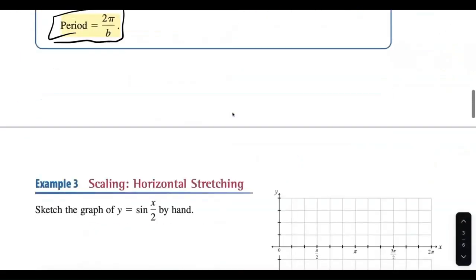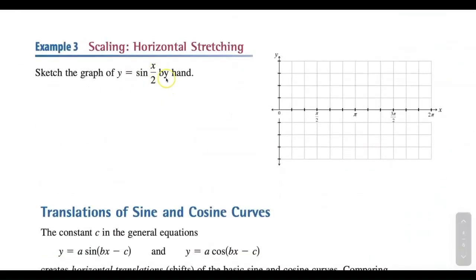Okay, we talked about amplitude. Next, let's talk about what the period does. Let's do an example of the period. So this one, we're going to do the same thing. Let's make this one that's a little easier to see. We'll go by halves here. My amp here is 1.